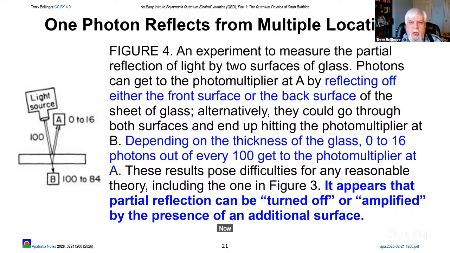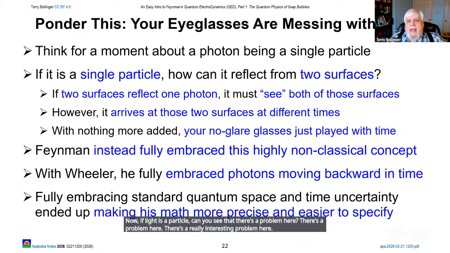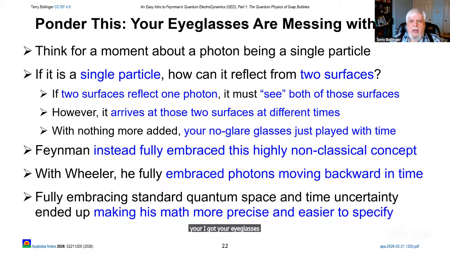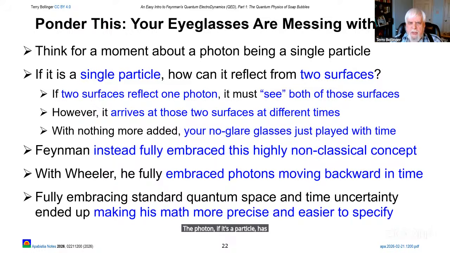Now, if light is a particle, can you see that there's a problem here? There's a really interesting problem here. Your eyeglasses, if you have eyeglasses that have anti-glare on them, those anti-glare coatings are messing with time. And I don't mean in a figurative sense. I mean in a quite literal sense that without ambiguity of time, your anti-glare would not anti-glare. It would not be able to stop the photon from doing that. The photon, if it's a particle, has to see both of those surfaces.